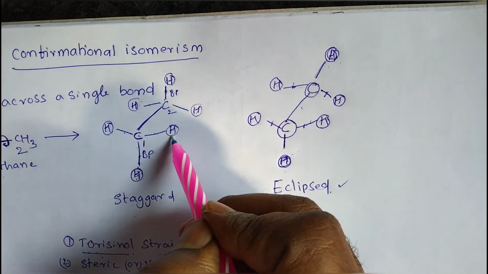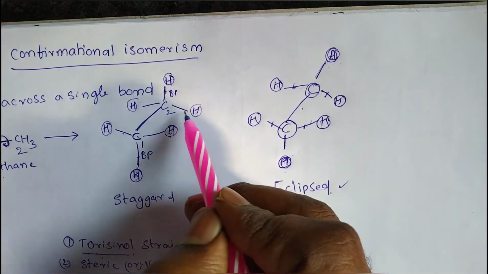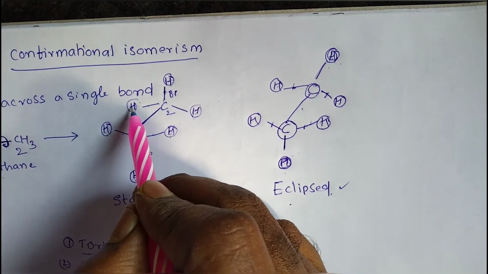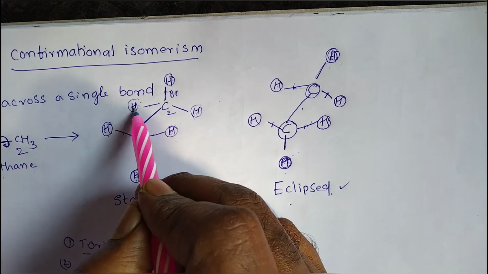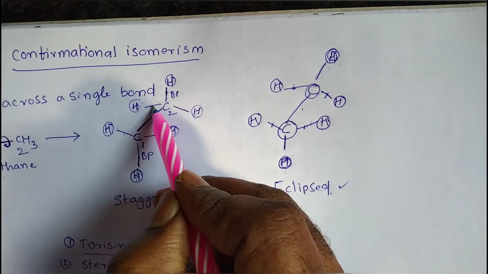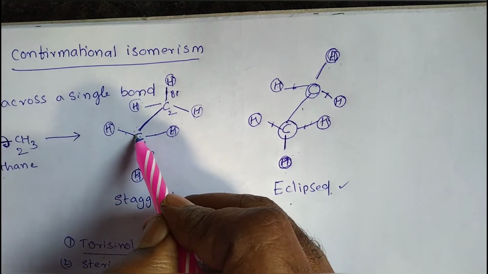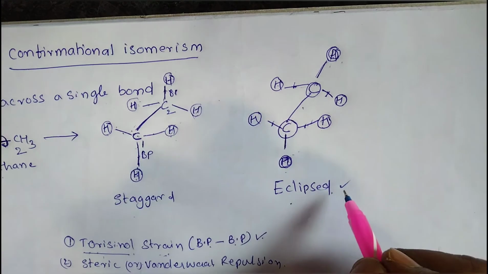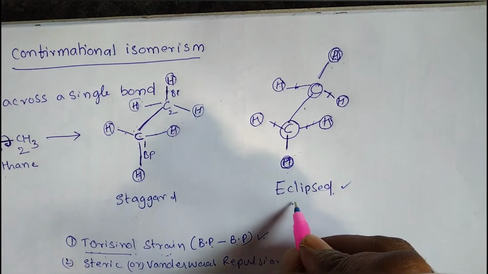In these two, repulsions are less because one hydrogen is above and the other is below. Because of that, distance increases. As distance increases, repulsions decrease. So repulsions in the staggered form are very less compared to repulsions in the eclipsed form. That's why the eclipsed form has more energy.